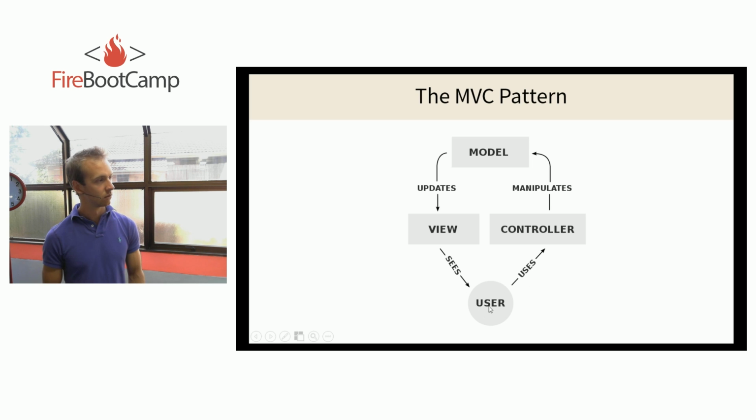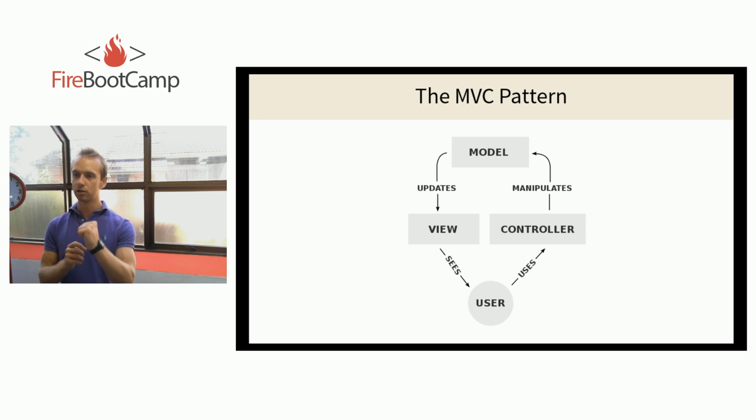The user goes and does something, they click something on the page or whatever, and that basically causes some effect on the controller. The controller's aware that they clicked the button. The controller is then going to manipulate the model to reflect whatever the new state is. The user's done that, what's the new state? We store that in the model. When that model's been updated, it's going to cause the view to update its rendering.